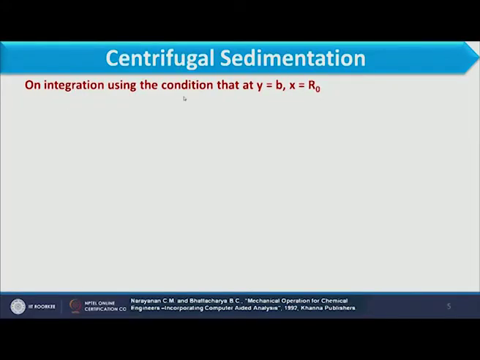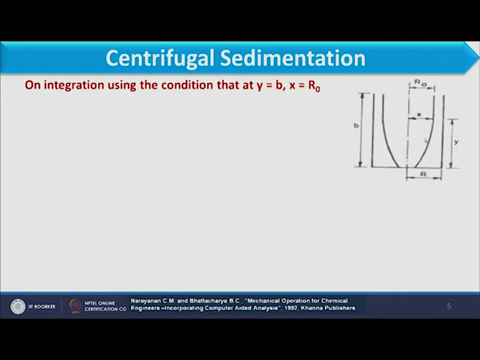Now, on integration using the condition that at y equal to b, x equal to r naught. So, when y equal to b, that is at the top, x should be r naught. At this particular condition we will integrate from here to here. So, here we have this particular equation where dy by dx is omega square x by g. When we integrate this while putting the value y equal to b and x equal to r naught, we can find this particular equation where y is related to x square.